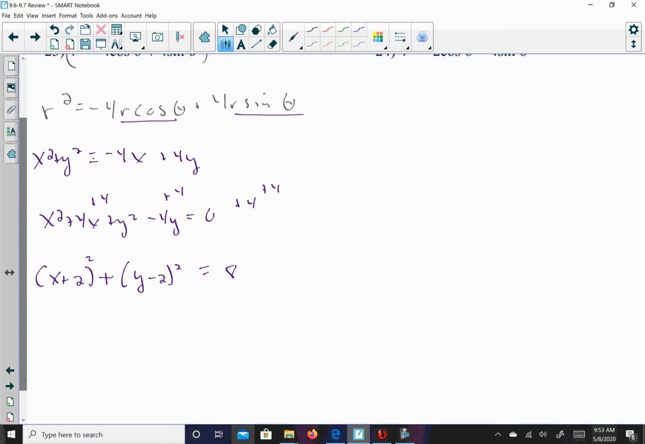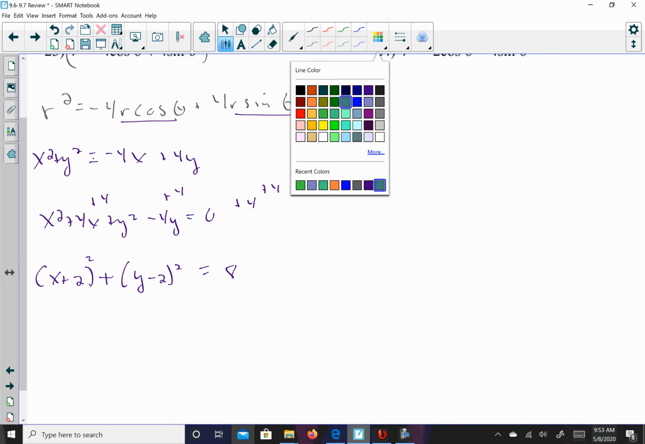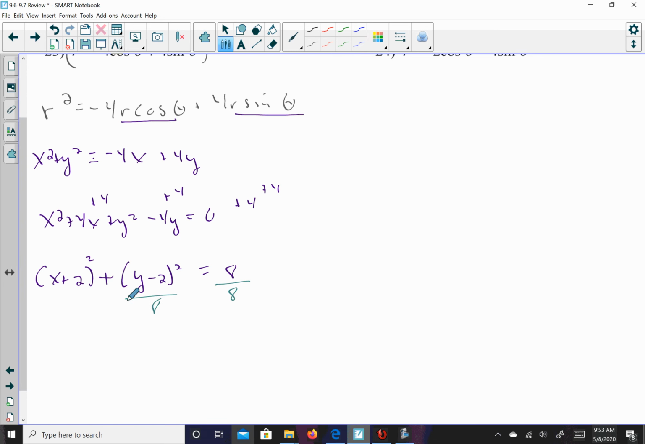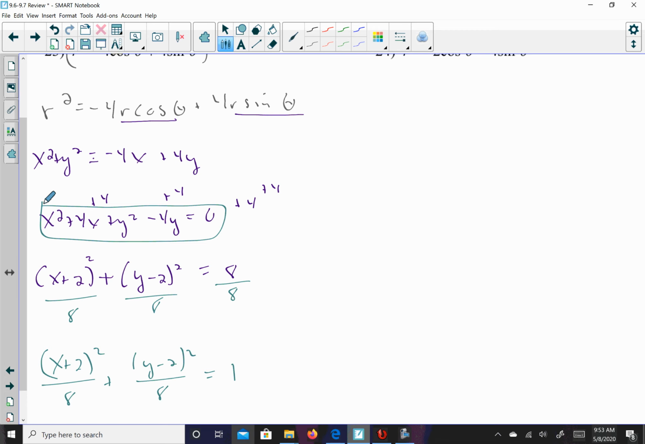And then let's go back to the archives when we just did this, not even 2 weeks ago. If you divide everything by 8, you're going to have x plus 2 squared over 8 plus y minus 2 squared over 8 is equal to 1. You should recognize it as a circle. Maybe not. Again, if you get this far, I am so very happy. Very happy.